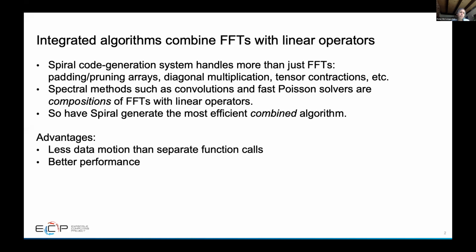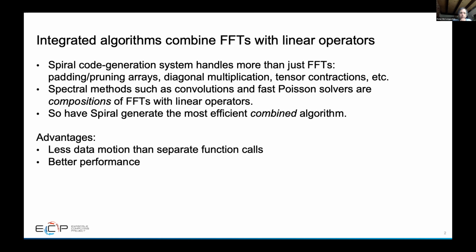Now, the Spiral symbolic analysis and code generation system handles more than just FFTs, from simple operations like just padding and pruning arrays, diagonal multiplication, to more complicated things like tensor contractions. So Spiral can do that too. And of course, spectral methods such as convolutions and fast Poisson solvers consist algorithmically of compositions of FFTs with linear operators. So we can have Spiral generate the most efficient combined algorithms. That's the basic idea. And the obvious advantage is that there's less data motion than having separate function calls.